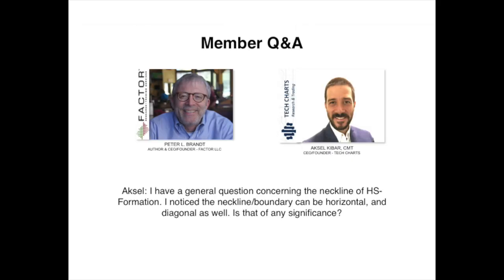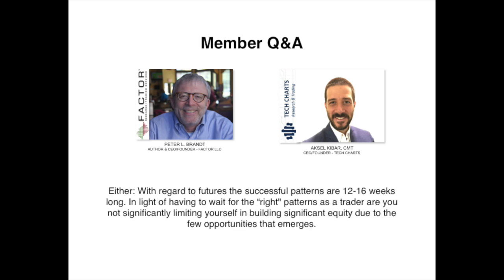A general question concerning the neckline of the Head and Shoulder formation. The neckline boundary can be horizontal and diagonal as well. Is that of any significance? Yeah, it can be diagonal, but I like to feature those horizontal Head and Shoulder chart patterns because they're much easier to identify on the chart when you're looking at several charts during the day, during the week. So these horizontal boundaries are clearly visible, and also the breakouts are, I believe, more reliable from these horizontal chart patterns.